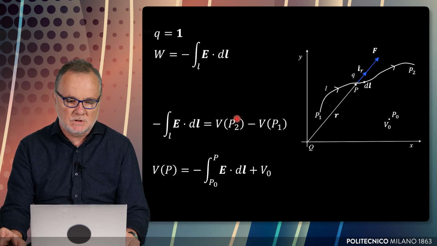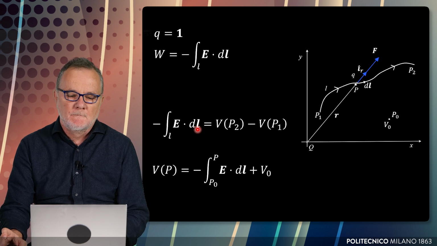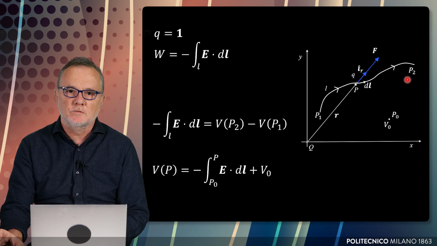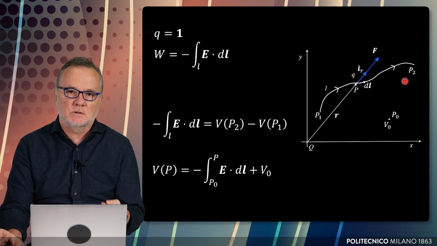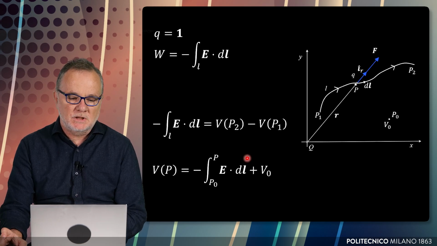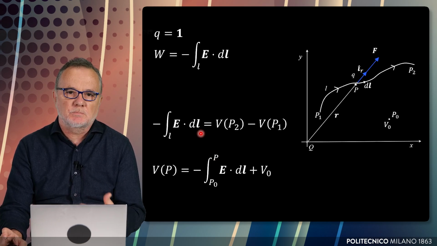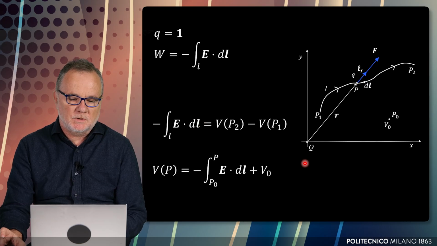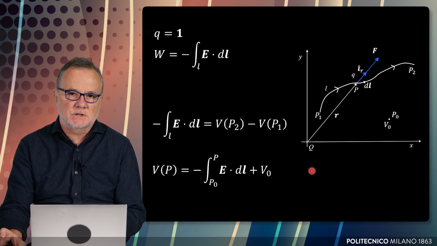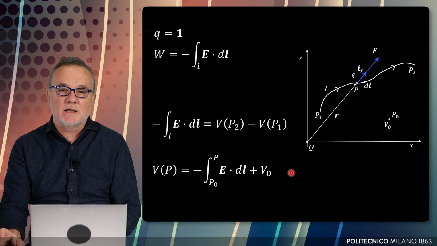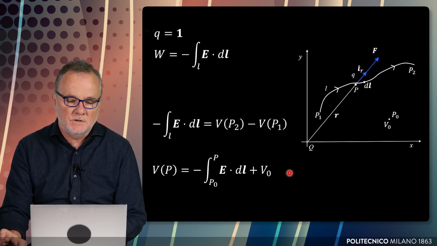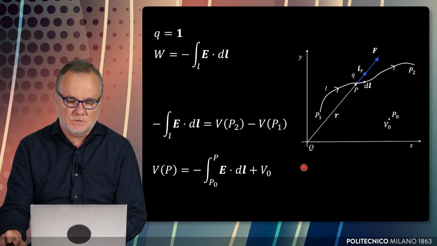As you see, the electrostatic potential, and in particular this work, doesn't actually depend on the path of integration, on the path along which we move the probe charge from P1 to P2, but rather on the starting point and on the ending point. So in general, the potential at some point P is the potential at some point P naught that is taken as a reference, at which we have a value of the potential conventionally assumed to be V naught, minus the line integral from P naught to P of the electric field along the line of integration.